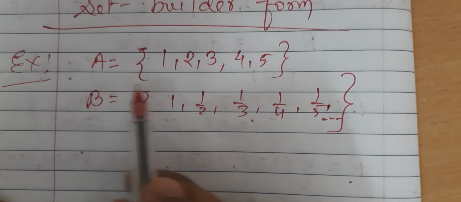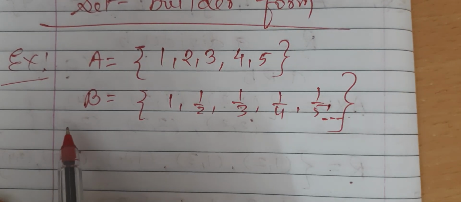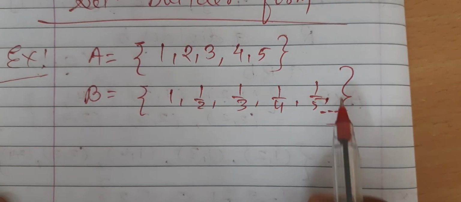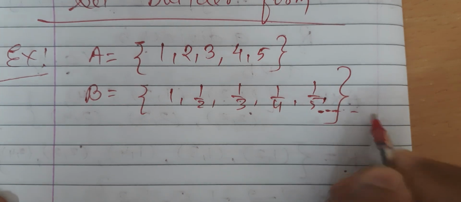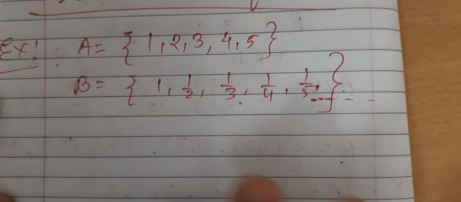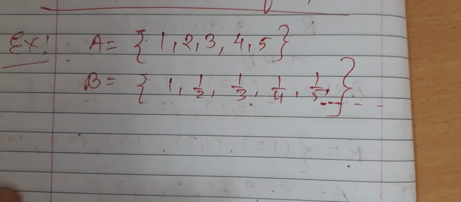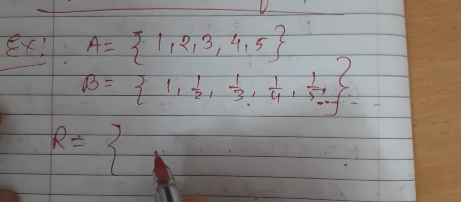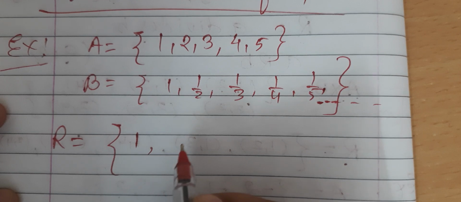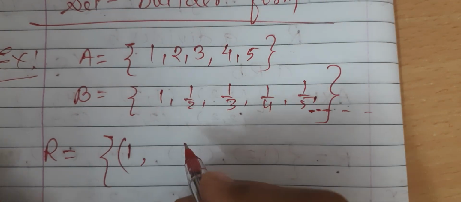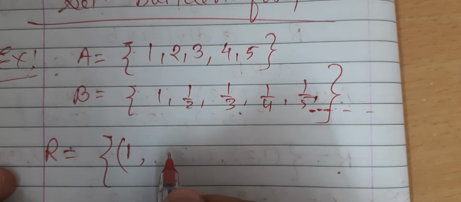Set A whose elements are 1, 2, 3, 4, 5, and set B whose elements are 1, 1 by 2, 1 by 3, 1 by 4, 1 by 5, and dot dot dot. It means it's an infinite set. There are n number of elements in this set, infinite set. So here we will define a relation. In this relation, the relation between the first element and the second element is the second element is the reciprocal of the first one.